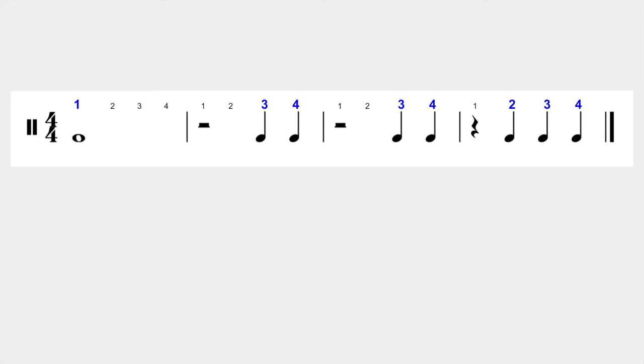1, 2, ready, clap. 1, 2, 3, 4. 1, 2, 3, 4. One more time. 1, 2, ready, go. 1, 2, 3, 4.